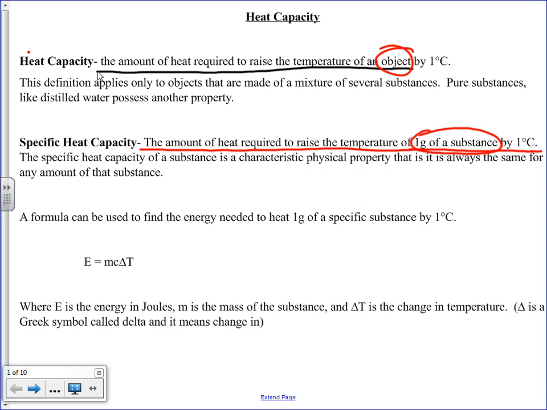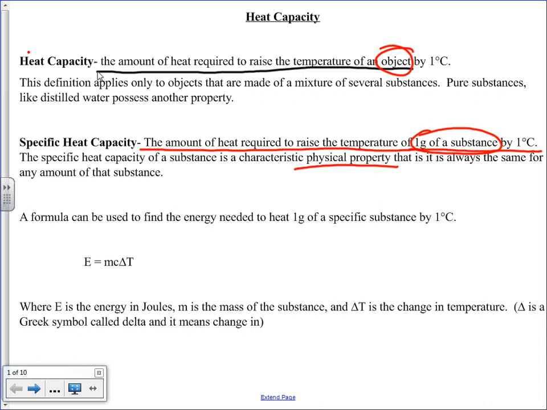Okay, everybody follow me on the difference here. Right, so heat capacity, we could be talking about a very big, heavy object like a truck. Whereas when we're talking about specific heat capacity, we're saying this material and only 1 gram of it. All right, so the specific heat capacity of a substance is a physical property, just like all the ones we talked about back in chemistry, and it is always the same for any amount of that substance.